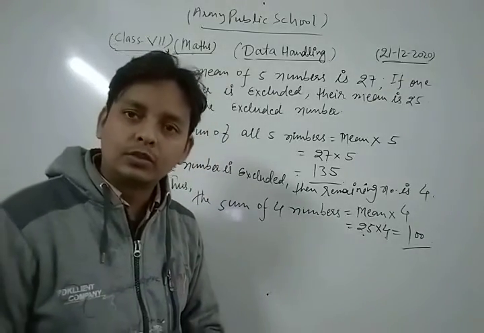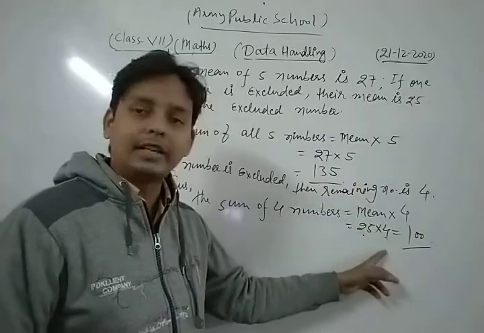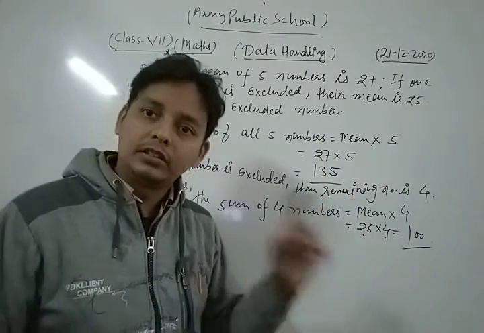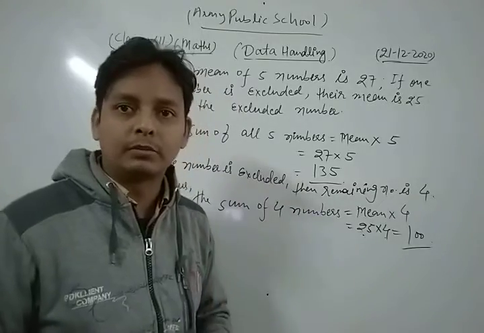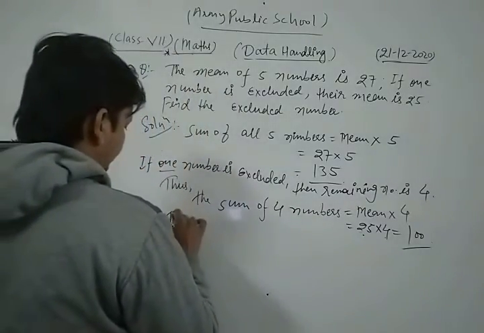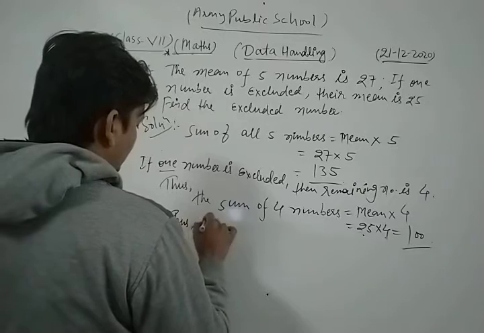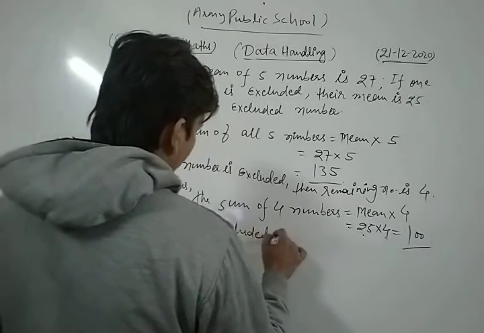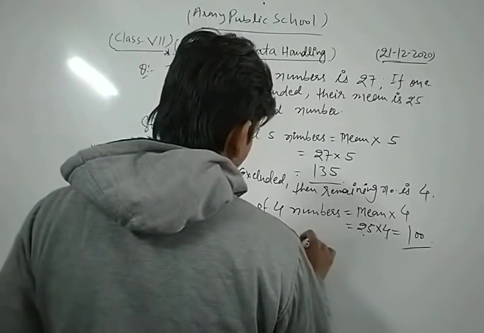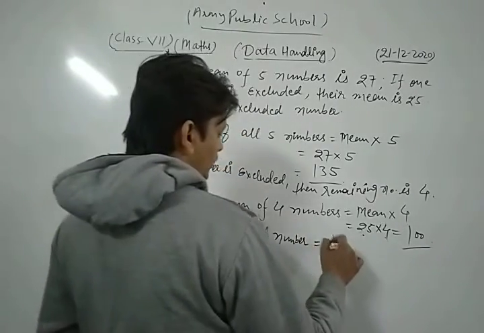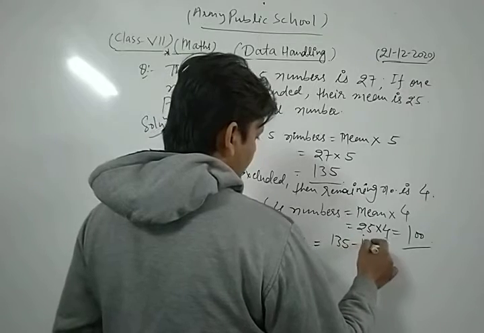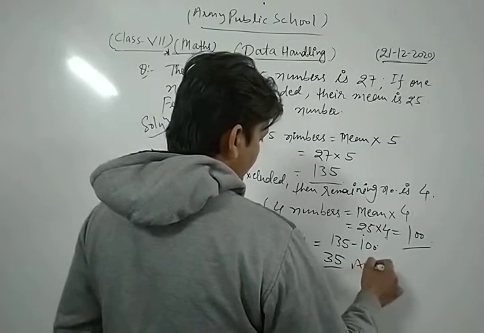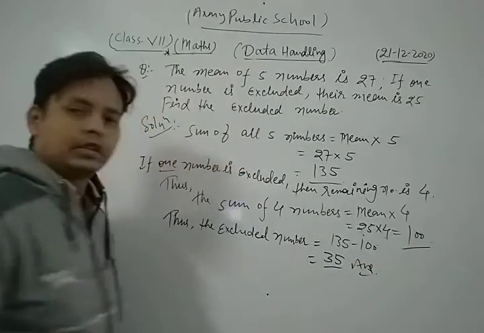Dear student, the excluded number is equal to the difference between them, which means we subtract 100 from 135, and that is our result as the excluded number. Thus, the excluded number is 135 minus 100, that is 35. This is our required solution of the given question.